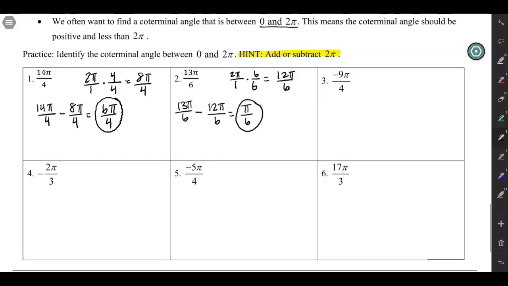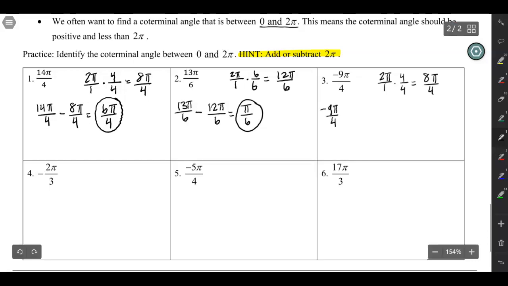All right, let's find a coterminal angle of a negative angle, like we had here in number 3. I'm dealing with fourths, so let's figure out what 2 pi is in fourths. So I have 8 pi over 4. Looking at this negative 9 pi over 4, that is a negative number. It's too small. So I am going to add 8 pi over 4 to it. I'm adding 2 pi here because I want a bigger angle. And when I do that, I get negative 1 pi over 4.